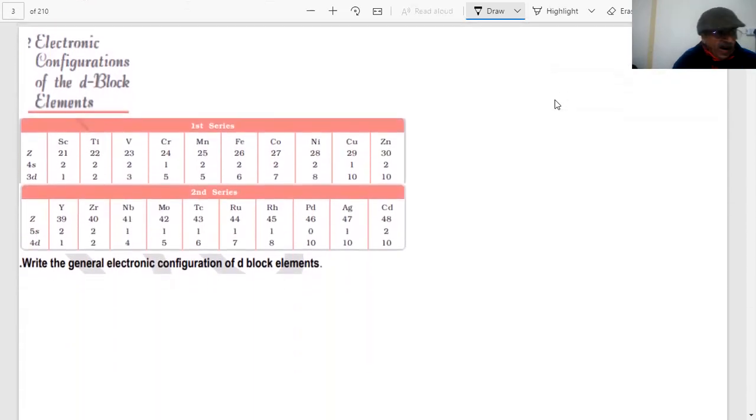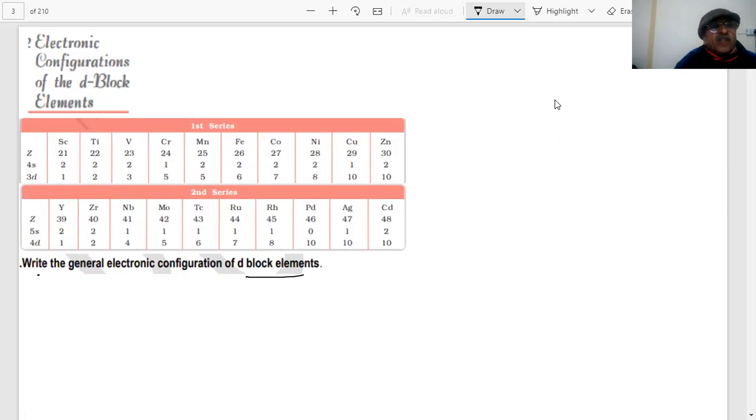Coming to the most important part, where questions will be asked: electronic configuration of d block elements. The first question is on the screen. Write the general electronic configuration of d block elements. A question has been asked in the paper. The first series I have shown is most important because this is where the maximum syllabus is present, in the 3d series. All the chemistry which we will be doing will be of the 3d series, as per our syllabus.